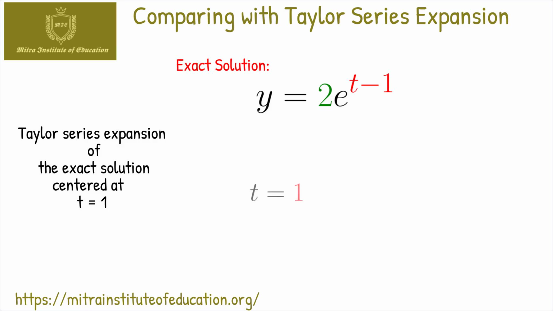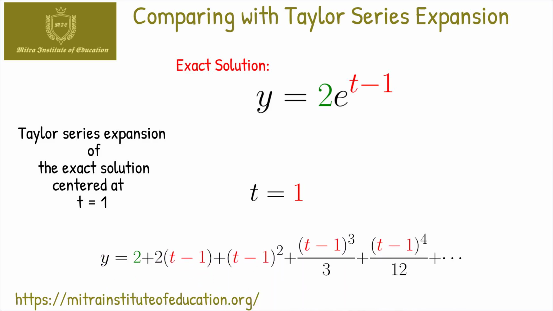In our case, since we're expanding around t equals 1, we use a Taylor series centered at t equals 1. This allows us to approximate the function near this point using polynomials, making it easier to analyze the function's behavior and compare it with our iterative solution.